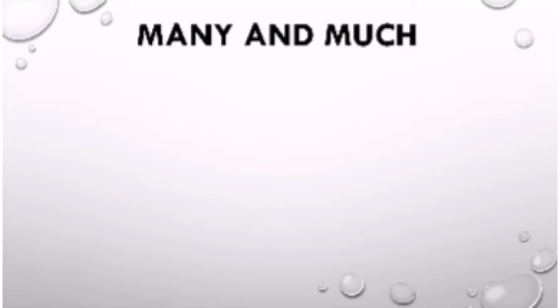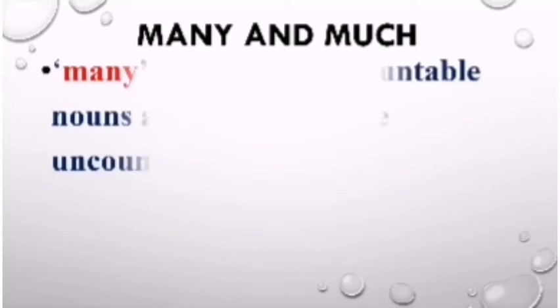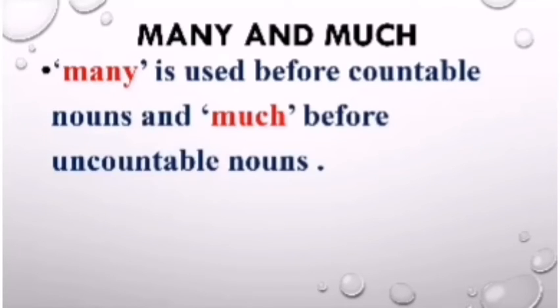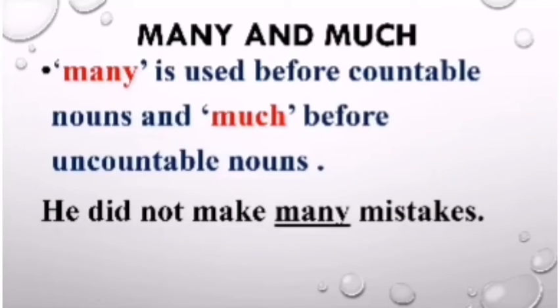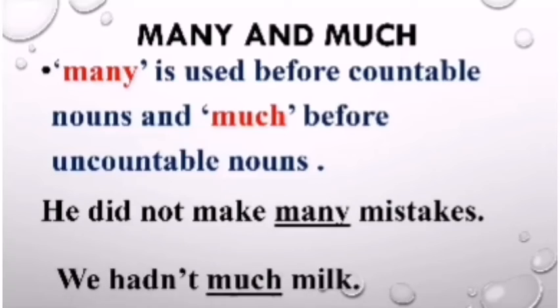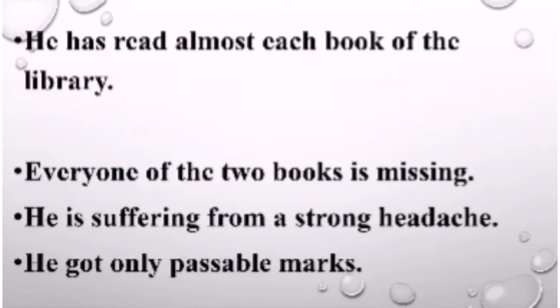One more confusing pair of words is many and much, but it's easy for you now. You know countable and uncountable. Many stands for countable and much for uncountable. He didn't make many mistakes. We hadn't much milk.